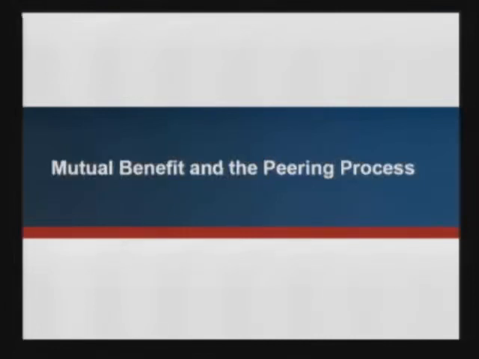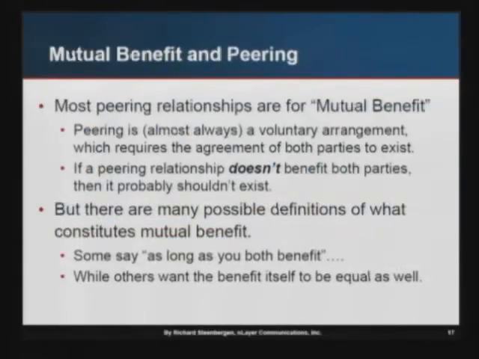So the next thing to talk about before I get into policy stuff is the concept of mutual benefit in peering and why it matters. So most peering relationships are for mutual benefit. That means I get something, you get something, we both agree that we should peer. It's a healthy relationship. That's almost always the case. There's some situations where people are required to peer for regulatory reasons or things like that, but the vast majority of peering relationships really are for mutual benefit. And if it doesn't benefit both parties, then it probably shouldn't exist, and eventually it probably won't exist.